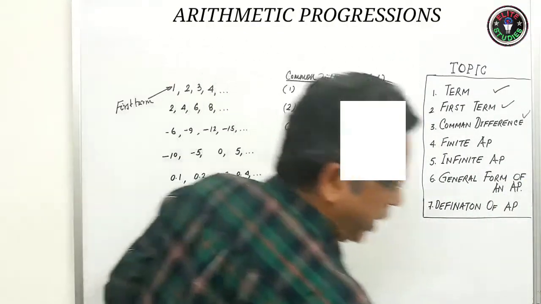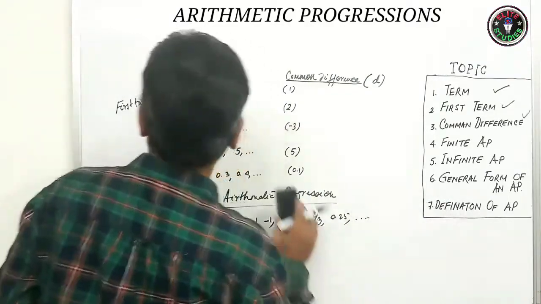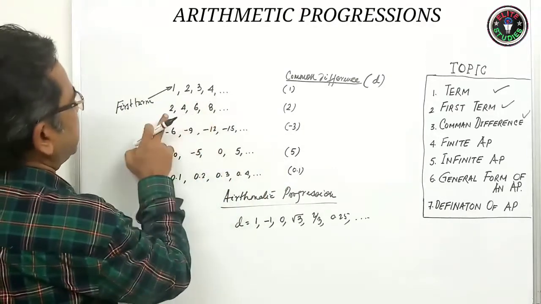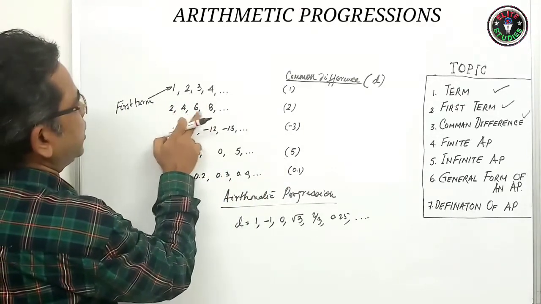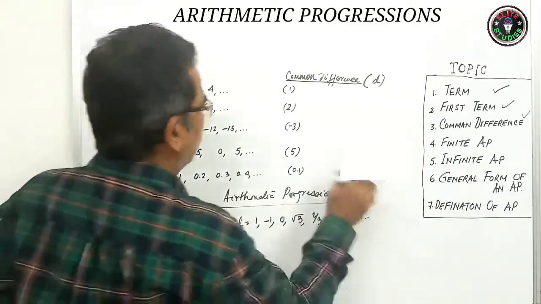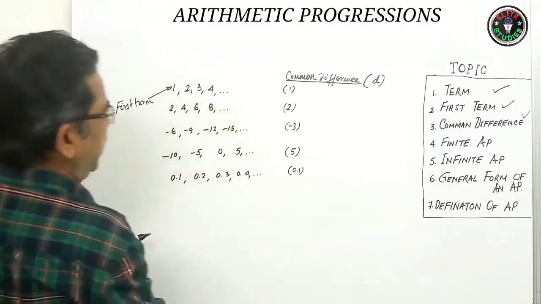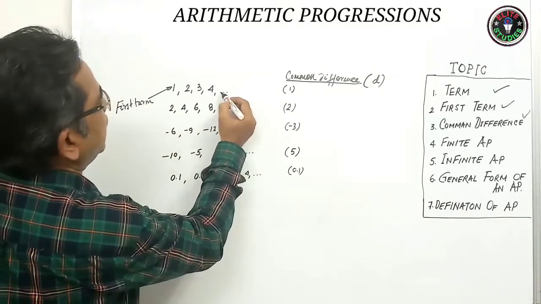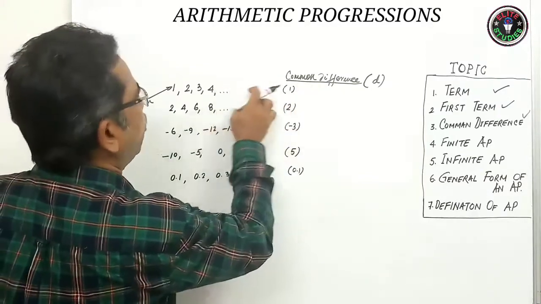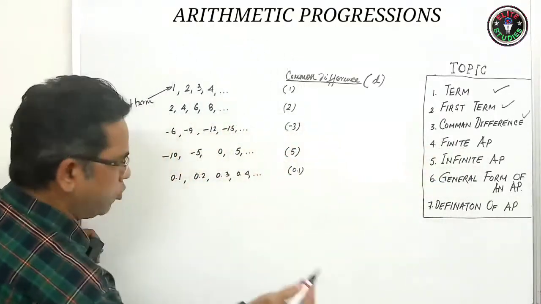Now, what is a finite arithmetic progression? We'll come to the definition of arithmetic progression later. Again, I will repeat: in this case, this is called the first term, second term, third term, fourth term, and like this it will go on. Now, what is a finite AP? In this case, you see these three dots. These three dots signify that it is never ending. It will go on.